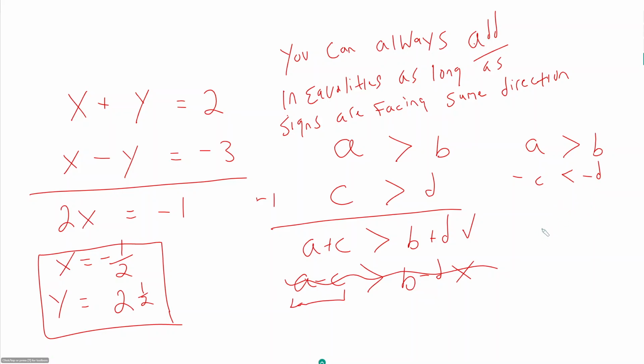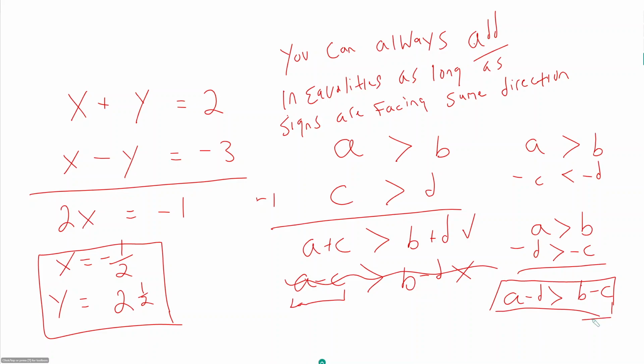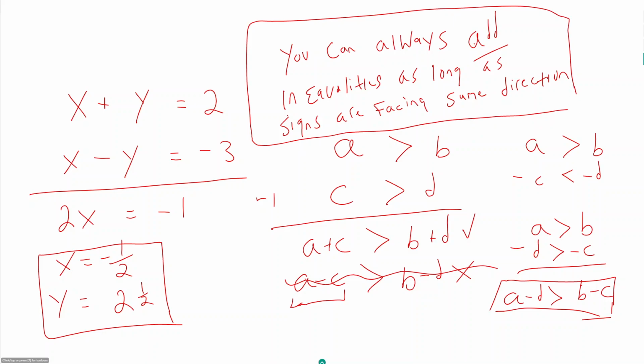And so if I want to add them, I've got to make sure the signs are facing the same direction. And so now I can add them to say a minus d is greater than b minus c. And this would be true. And this would be the same as if I had subtracted them to begin with. So really, when it comes to combining inequalities, this is the only rule to know, because you can always turn a subtraction problem into an addition problem.